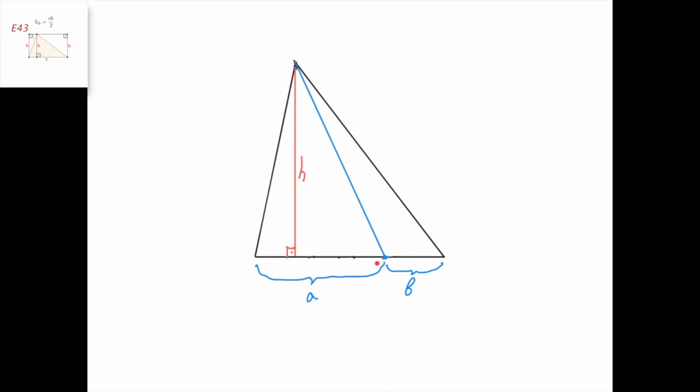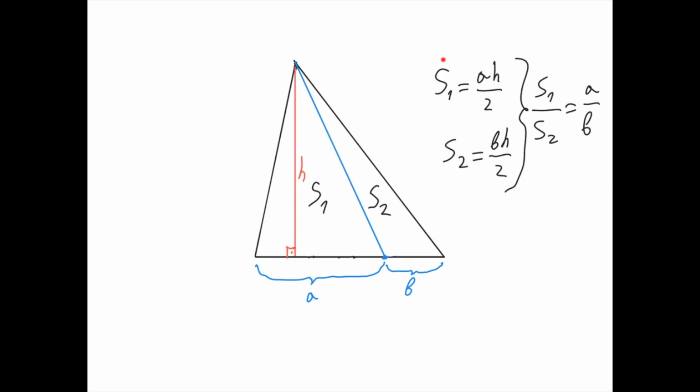Then the area of this triangle would be the base A times the height h divided by 2. And the area of this triangle would be the base B times the height, which is the same height, h, divided by 2. And so we get these two equations, where S1 is the area of this triangle and S2 is the area of this triangle. And now when we divide this equality by this equality, we get that S1 divided by S2 equals, the h cancels out, the 2 cancels out, and what is left is A divided by B. And therefore the ratio of the areas that we were looking for equals the ratio at which this point divides this side.